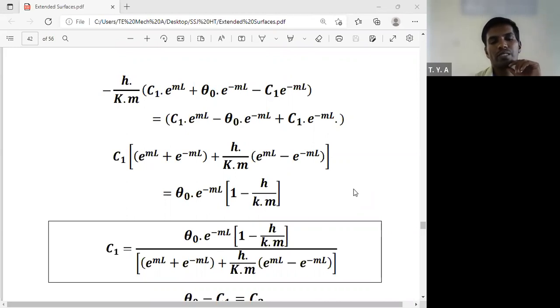C1 is equal to C1 into bracket e raised to ml plus e raised to minus ml plus h by k into m into bracket e raised to ml minus e raised to minus ml is equal to theta 0 into e raised to minus ml into bracket 1 minus h by k into m.